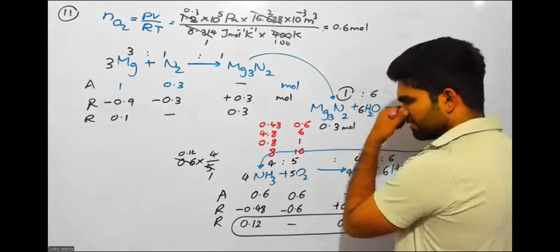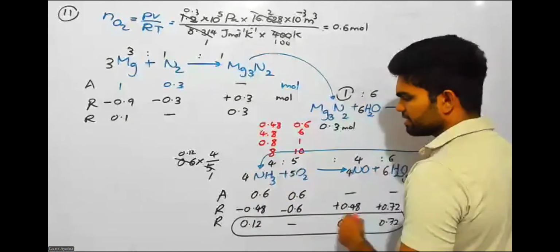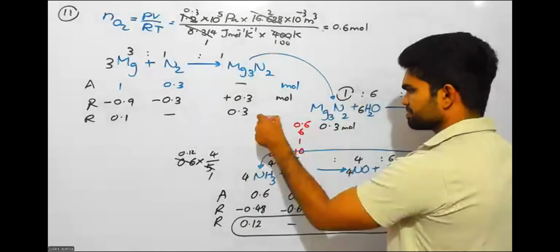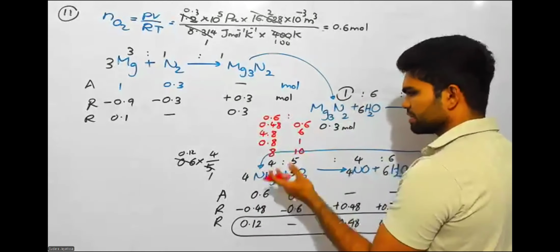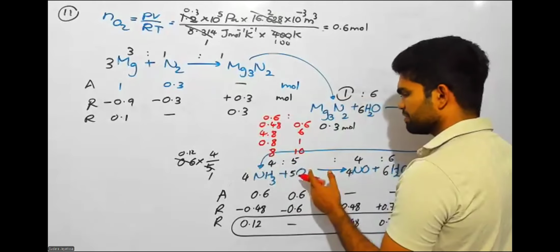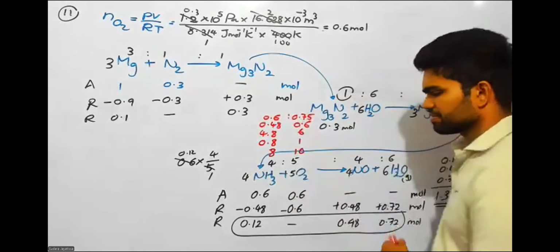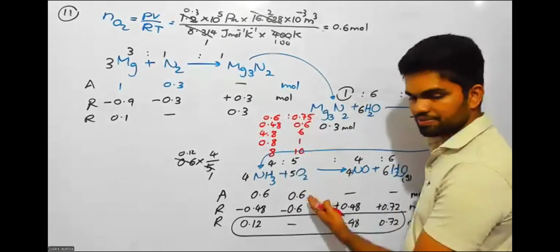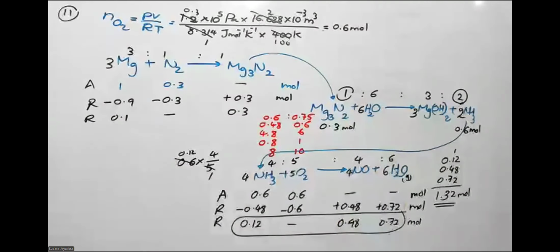So now in the same way, you can work out how many moles of O2 will be needed to react 0.6 fully. So you have to divide by 4. That gives you 0.15, multiply by 5. 0.75 of O2 is needed. So we don't have that much O2. That means O2 is the limiting reactant. Now understand?